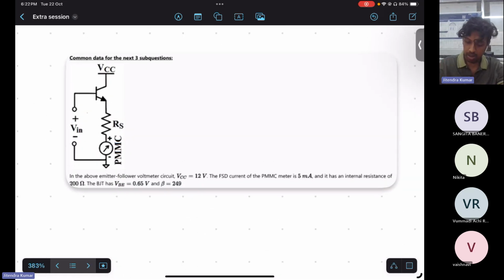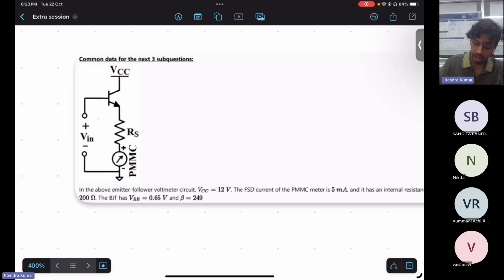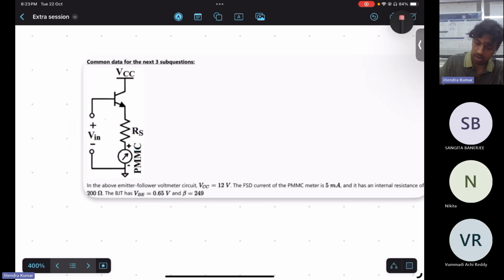So this is an emitter follower voltmeter circuit, right? Here all the parameters are given: VCC, the full scale deflection current of the PMMC meter is 5 milliampere, and the PMMC internal resistance is also mentioned. This BJT has VBE of 0.65 volt, so this drop is 0.65 volt. And beta is also finite, that is 249.